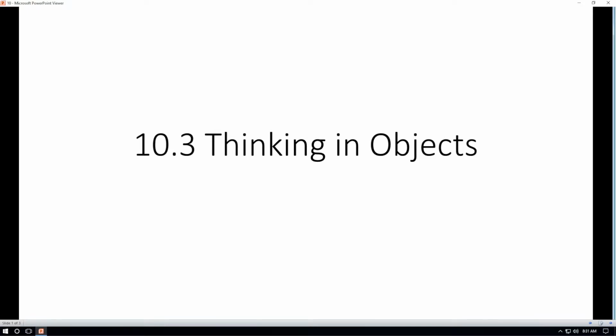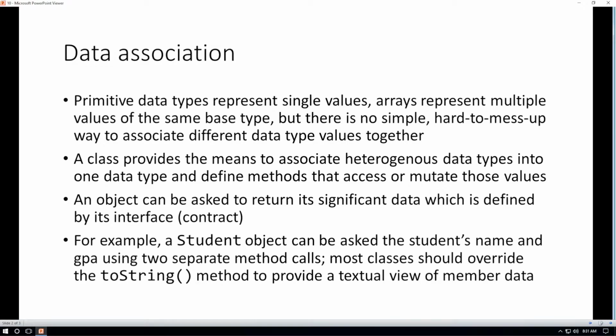In this section, we're going to discuss some concepts about how to think in object-oriented ways. Data association is the idea that two different objects can talk or refer to each other.